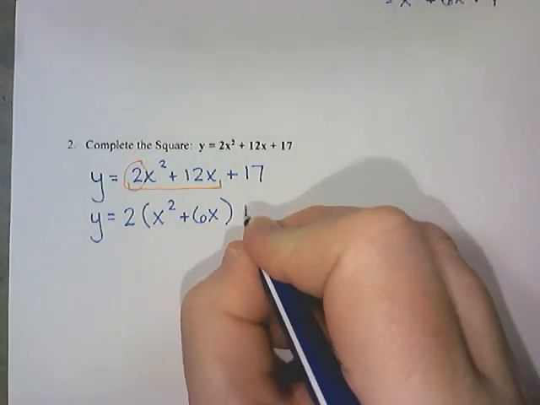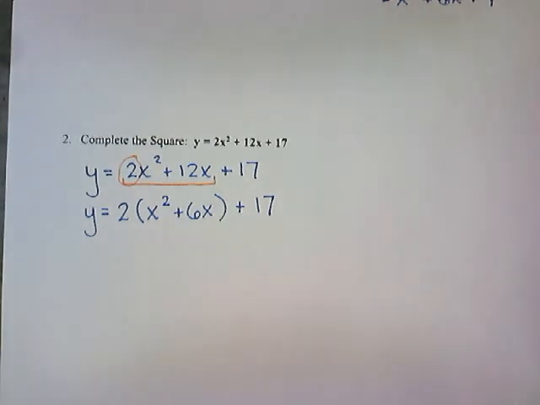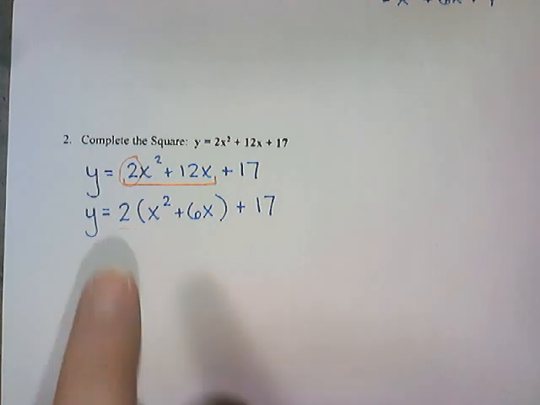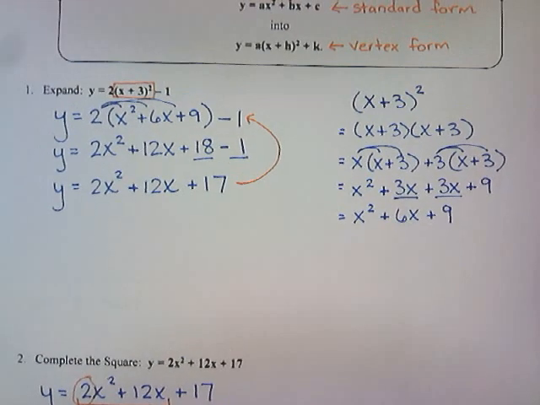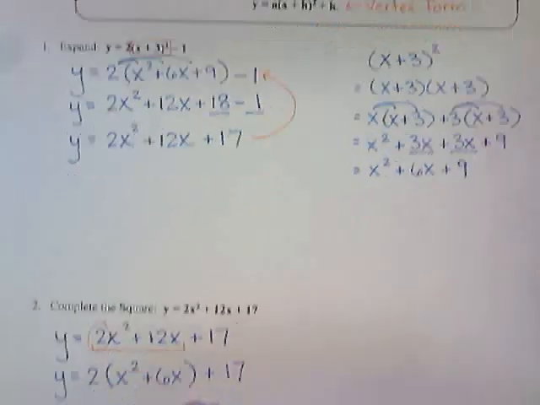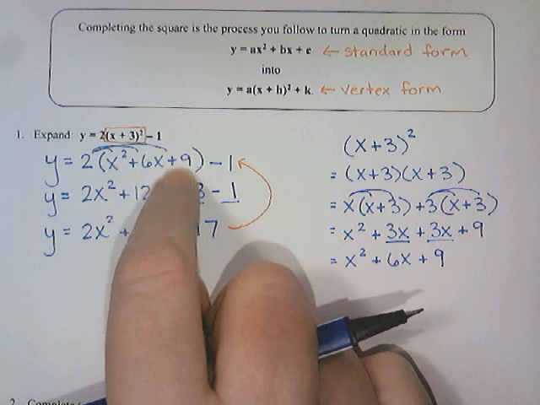And then I still have that 17 that's hanging around at the end, and it's going to have to wait a while to get its turn. Okay, so I have the 2 factored out. We're going to go back up and look. So I have 2, I have x squared, I have 6x. I have all those things that I need, except I don't have the 9.